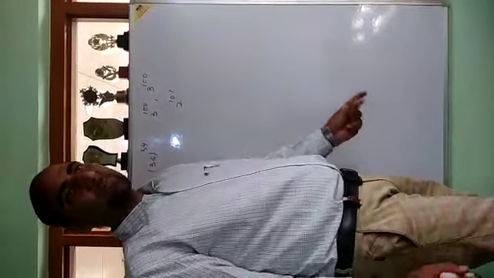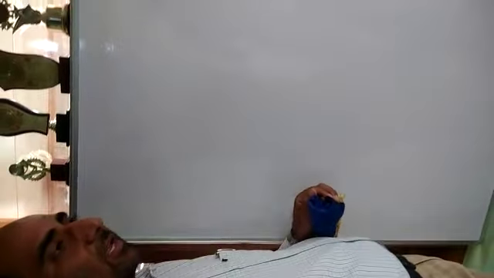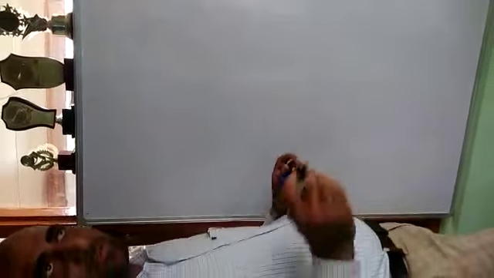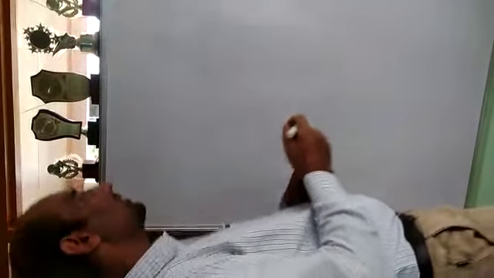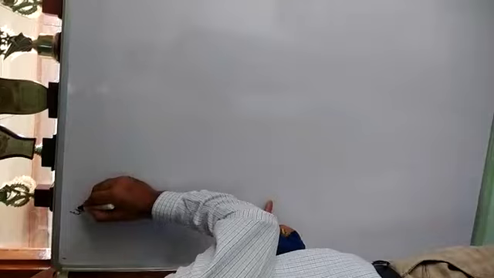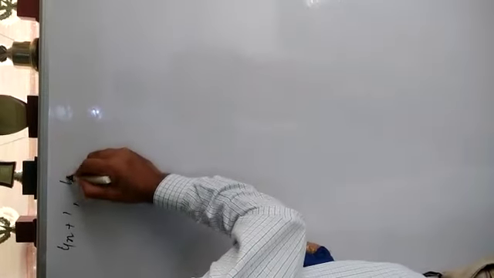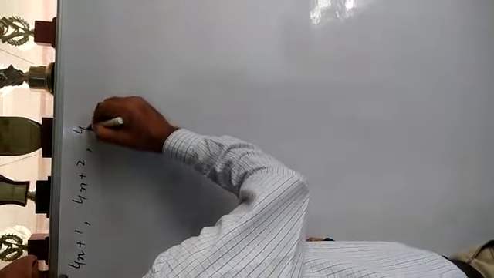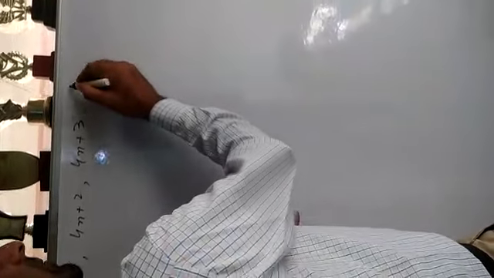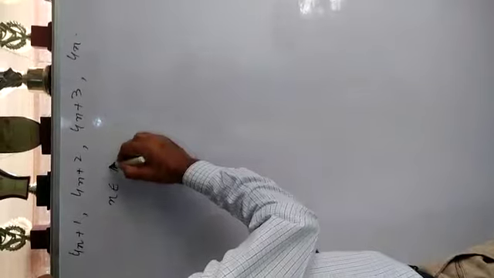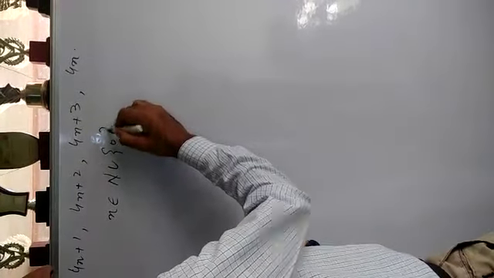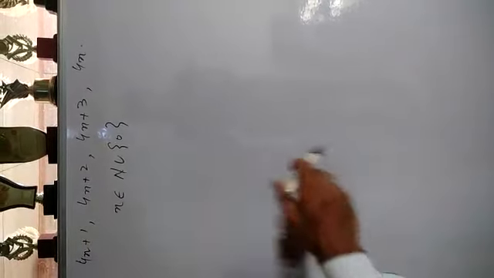For that, now let's start how to go for this. See, the first factor that we will use is that every number can be written in this form: 4n plus 1, 4n plus 2, 4n plus 3, and then 4n, where n can be a natural number or 0.